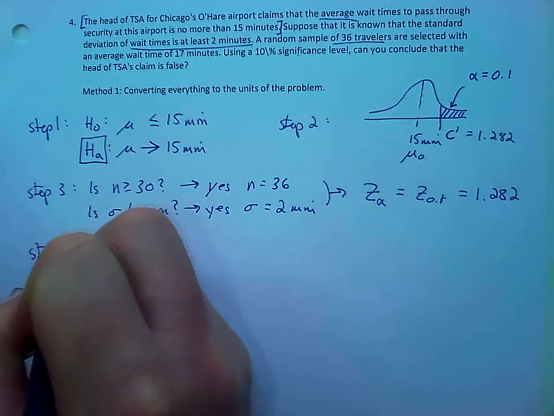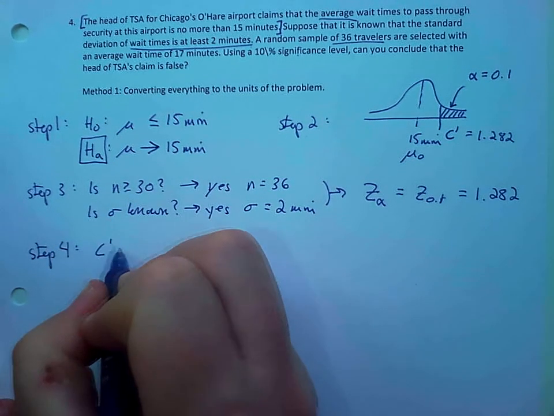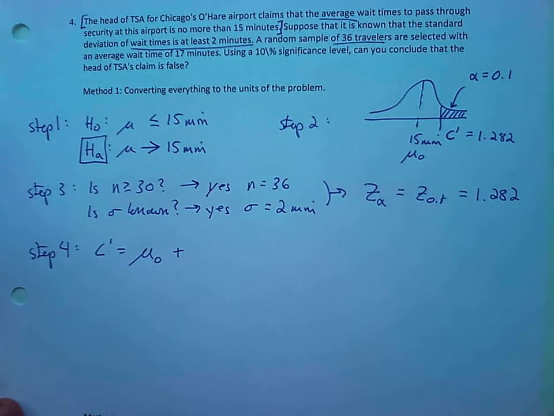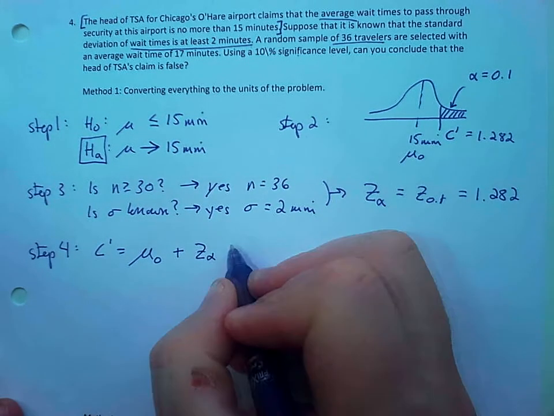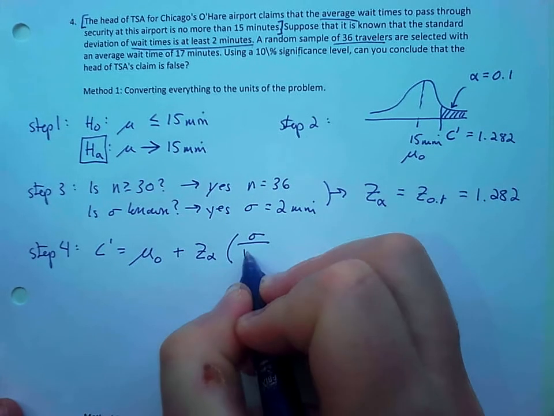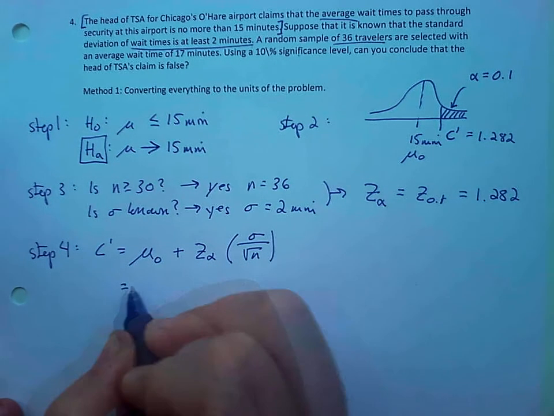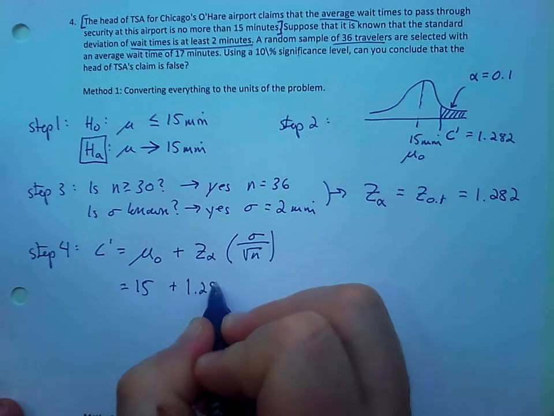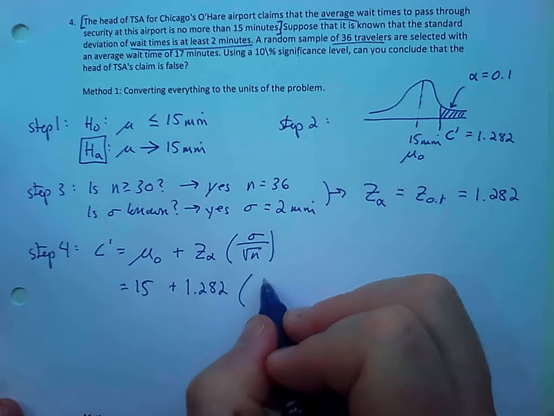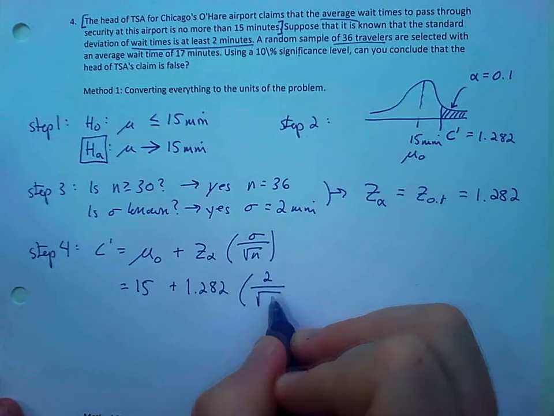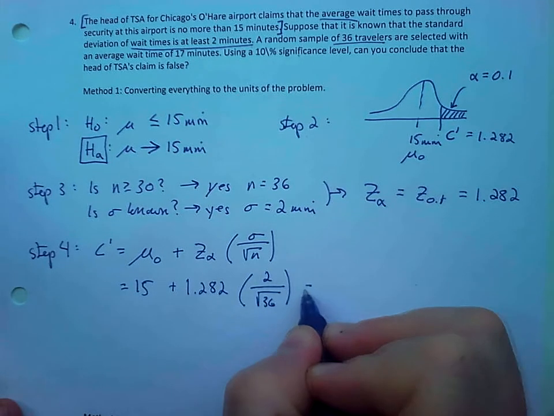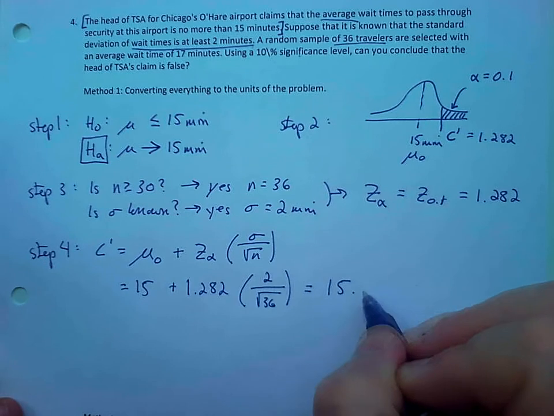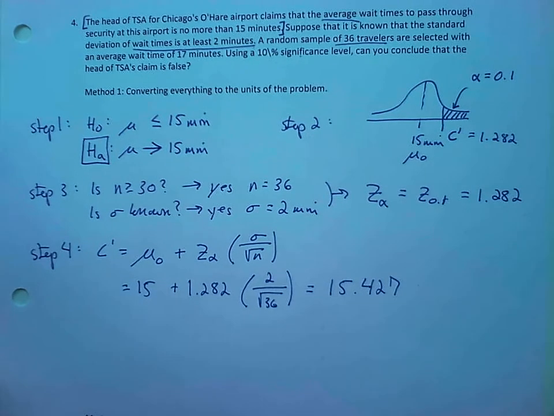Now for step number 4, we're going to convert this right-hand side critical value to the units of the problem. So we're going to have mu plus, since we're above the mean, z sub alpha times sigma divided by the square root of n. Our hypothesized value is 15 minutes. We already said that our z value is 1.282, sigma is 2 minutes, and n is 36. If we do this arithmetic, we get that this comes out to 15.427.